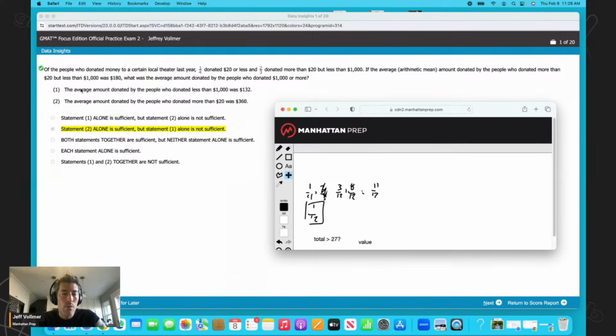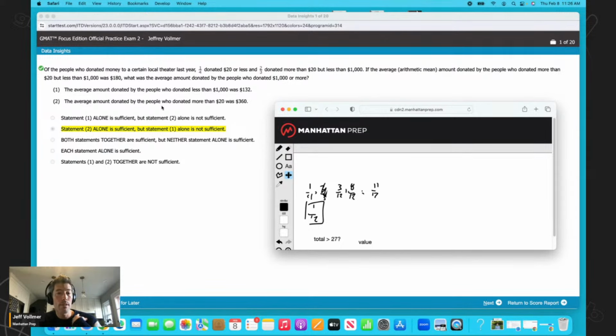What statement one tells me is the average of the quarter plus 2/3, the people who donate the least or the middle amount. Because I have the relative size of those populations, the larger populations' average, and the total average, I could figure out the smaller population, the people who donate the least, with a weighted average method. But that doesn't tell me the people who donated more than 1,000.